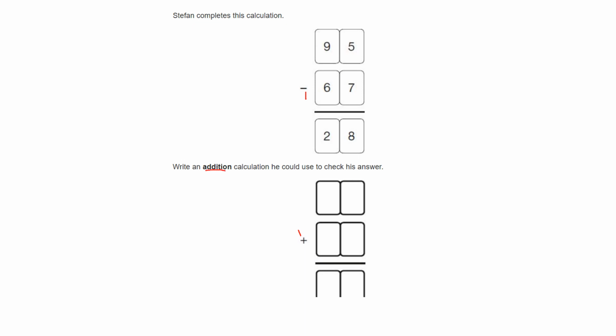This time we're going to do an addition. We should know that when we add two numbers together, we get a bigger number. So our biggest number in this case is 95. So we are then left with 67 and 28. With an addition, would it matter whether I put the 67 on top or the 28 below? No, it wouldn't. So I know that 28 add 67 equals 95. So Stefan has done the inverse to check his calculation.